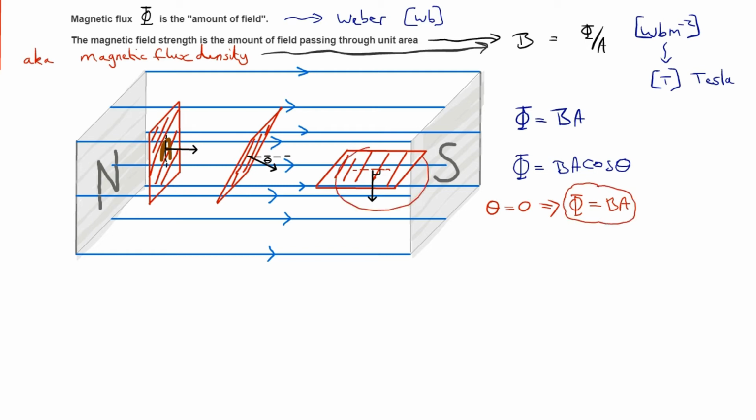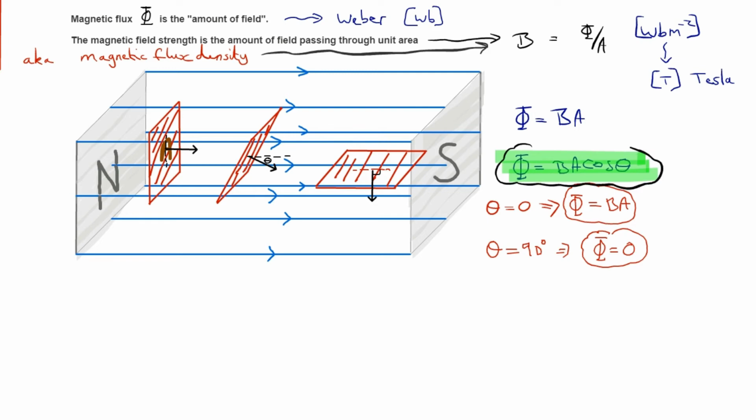Meanwhile, if we look at the other extreme, where theta equals 90 degrees, cosine 90 is zero, and so it works out again that we get no flux this time, because we get B times A times zero, so the flux going through our area is zero. And of course the general case is BA cosine theta. That becomes an important equation to find the amount of flux going through an area when the normal to the area is at an angle theta to the magnetic flux density, or the magnetic field lines.